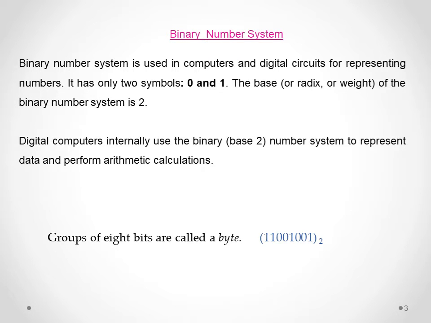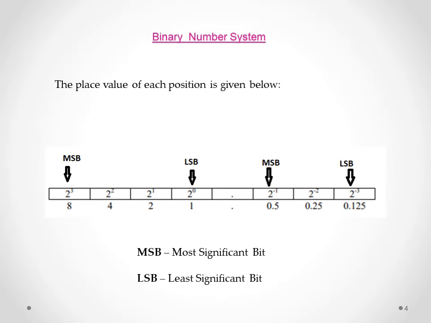Binary number system. Binary number system is used in computers and digital circuits for representing numbers. It has only two symbols, 0 and 1. The base of the binary number system is 2. Digital computers internally use the binary number system to represent data and perform arithmetic calculations. Group of 8 binary bits are called a byte. The place value of each position is given below.